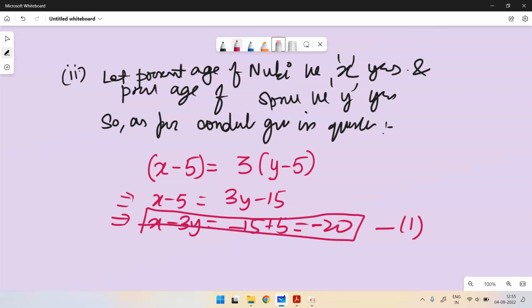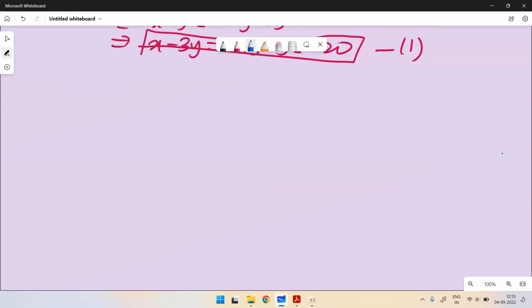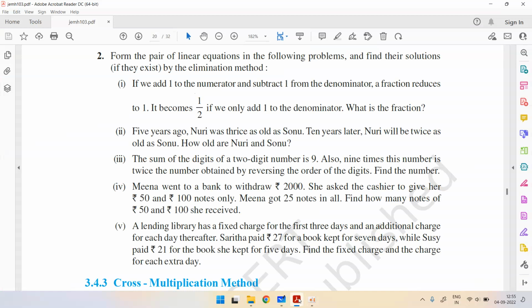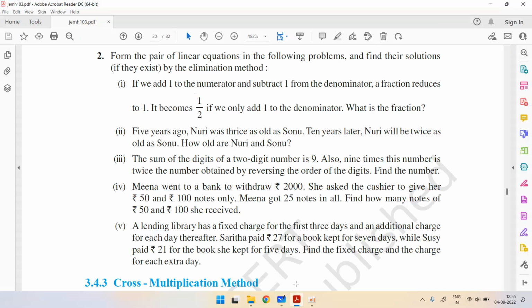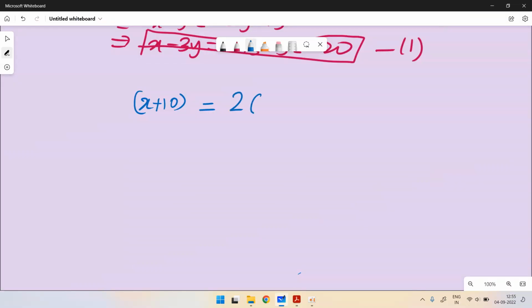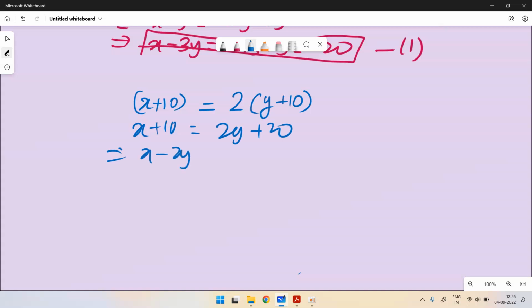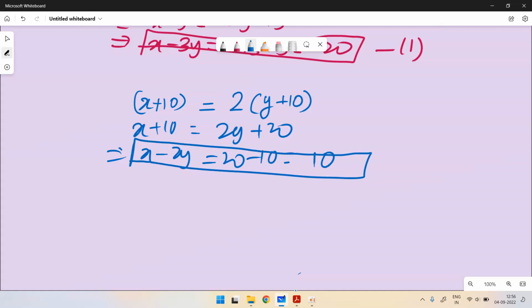Now as per the second condition, 10 years later, Noori will be twice as old as Sonu. 10 years later, Noori's age will be x plus 10, and Sonu's age will be y plus 10, so x plus 10 equal to 2 times y plus 10. This is x plus 10 equal to 2y plus 20, nothing but x minus 2y equal to 20 minus 10, which is 10. So x minus 2y equal to 10 is your second equation.